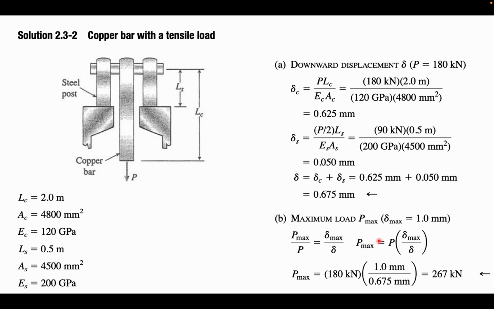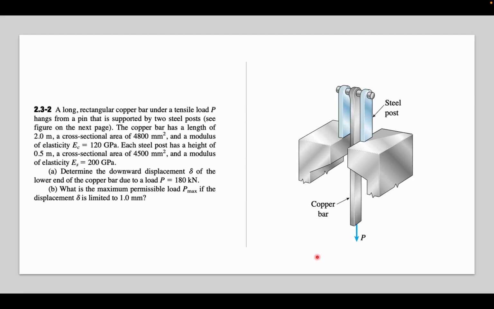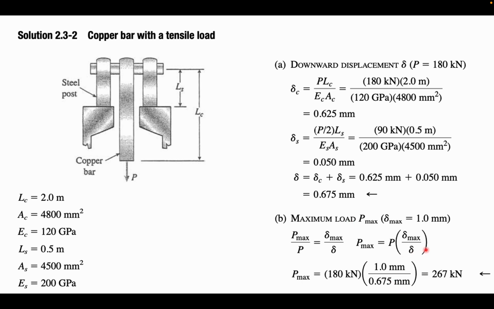Here we know that the load P is 180 kilonewtons, and from the question B, we know that delta max is 1 mm, and delta we have figured out as 0.675 mm. Finally, after calculation, we find out P max to be 267 kilonewtons.